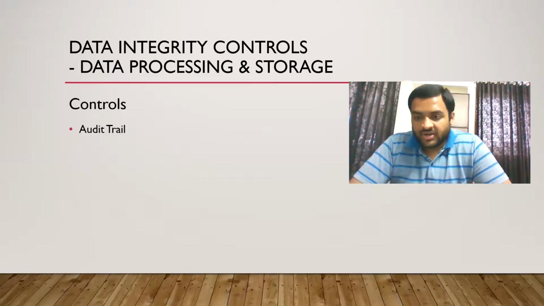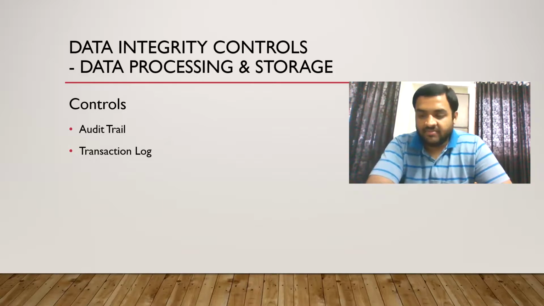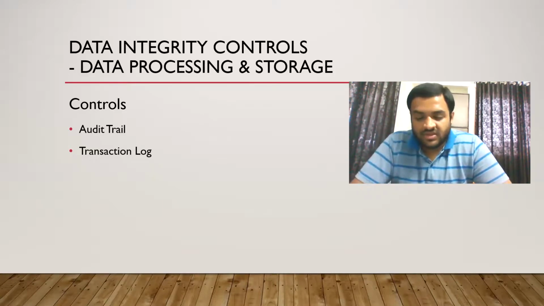First one is audit trail. What is an audit trail? We can see the flow of transactions from the start to the end. So when a person is filling in the information, we can see how it was filled, when it was filled, and by whom it was filled. So there will be an audit trail from the beginning to the end of the transaction. Then we will maintain a transaction log to identify the time when the transaction was initiated and ended.